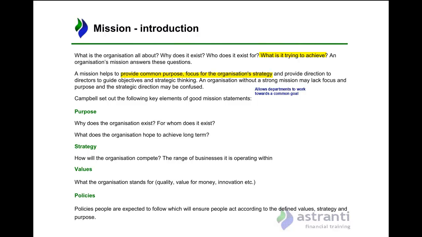So first of all, purpose. So why does the organization exist? Who does it exist for? And what do they wish to achieve? Well, we can see from the pre-C that the company is striving to be somewhat a market leader, striving to be a successful company in the high-performance computer market and in the server market.